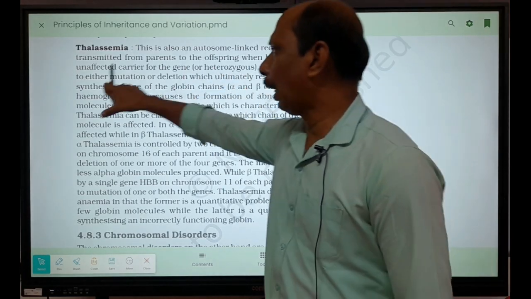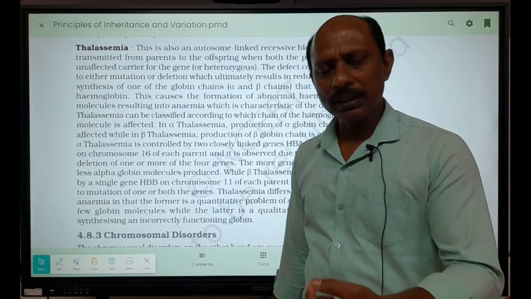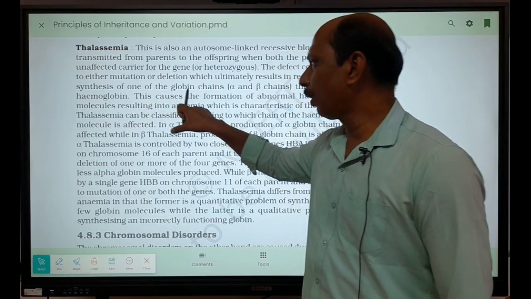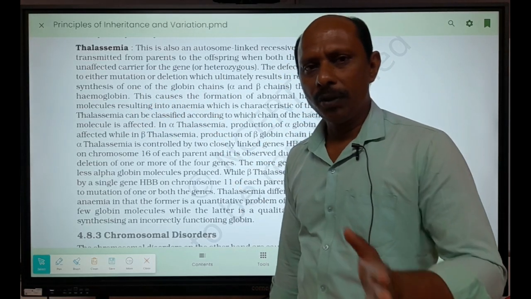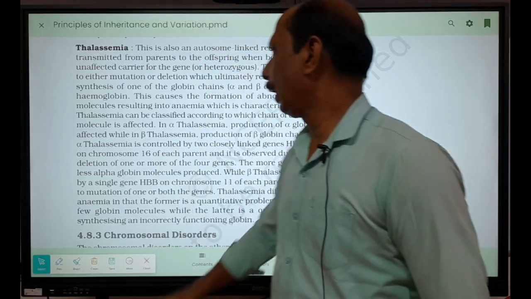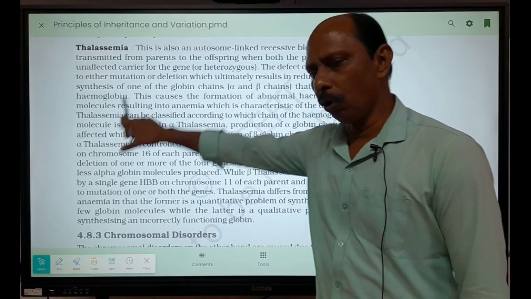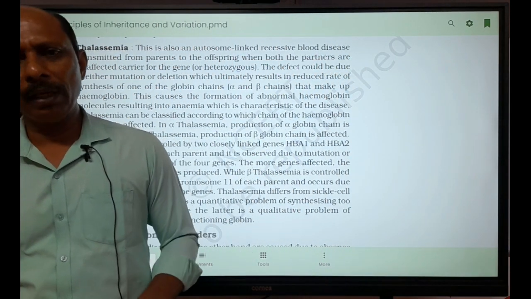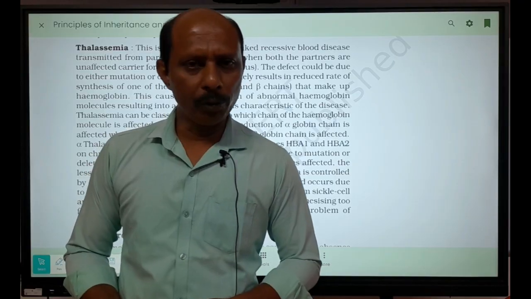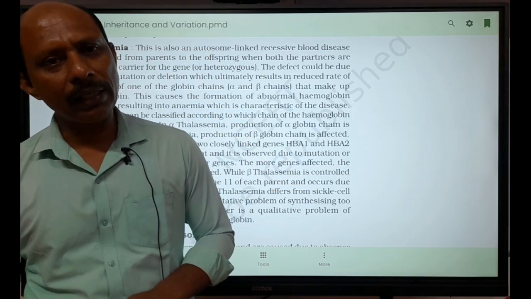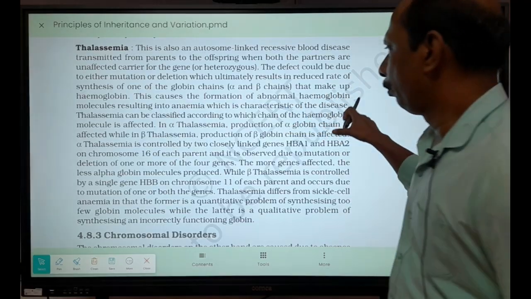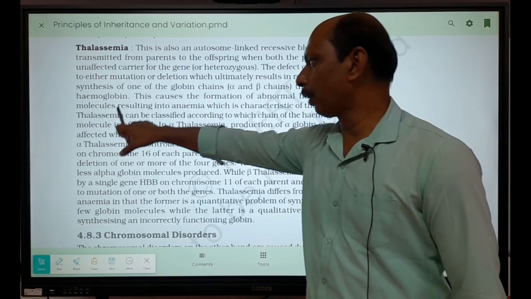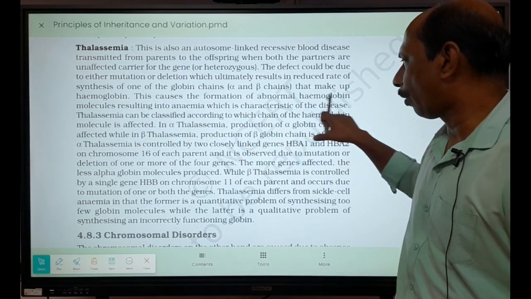The defect could be due to either mutation or deletion, which ultimately results in the reduced rate of synthesis of one of the globin chains. Reduced rate of synthesis. Reduced means the number of amino acids will be reduced here, right? Alpha and beta genes make up the hemoglobin. When we consider thalassemia and sickle cell anemia, sickle cell anemia is a qualitative mutation, but thalassemia is a quantitative mutation, because here the number of amino acids will be reduced. This causes the formation of an abnormal hemoglobin molecule resulting in the anemia, which is characteristic of the disease.